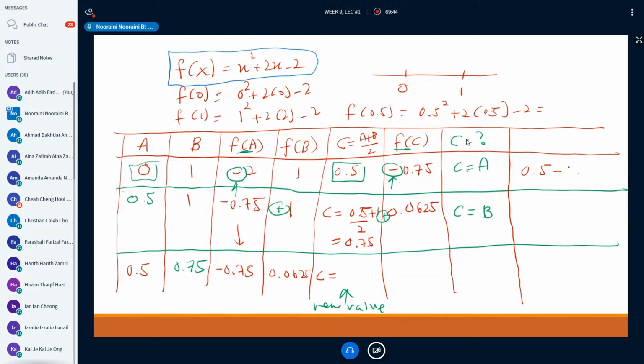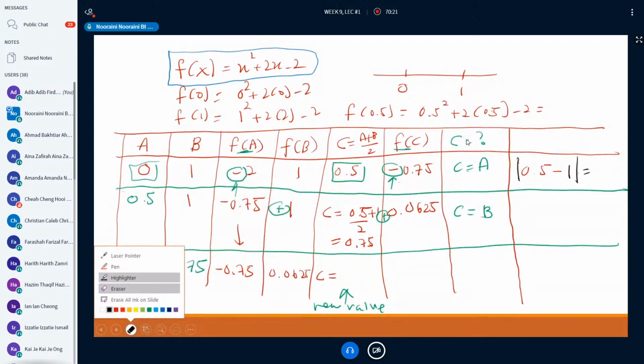Okay, minus 1. Why do we put this modulus? Because we can ignore the negative or positive. Just the difference must be less than 1. So meaning x_(i+1) minus x_i, the next minus the previous, must be less than 0.01. How do you want to put this in words? Meaning the difference here must be... okay, you can put it in words.